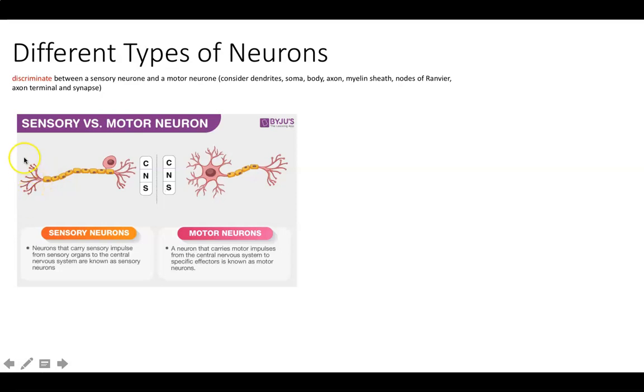We can identify dendrites, we can identify axon, and we can identify the body, the soma. You can do the same thing here on the motor neuron, and you can see that, again, it's different. Let's just say what they do.